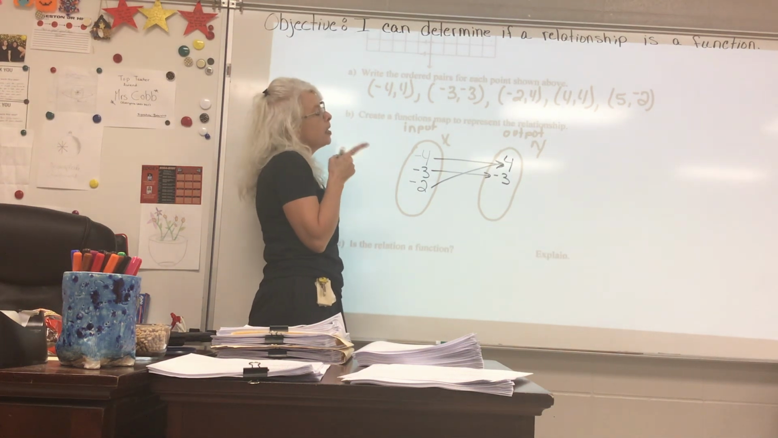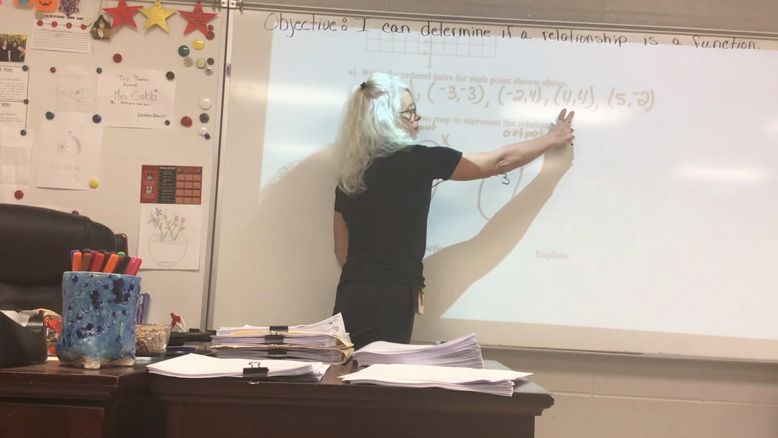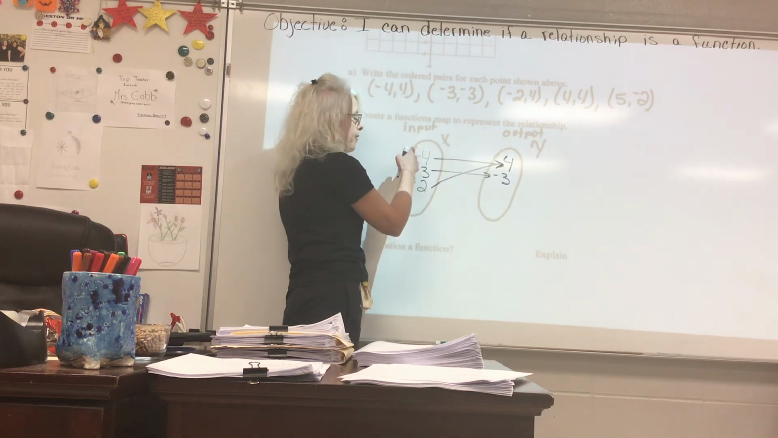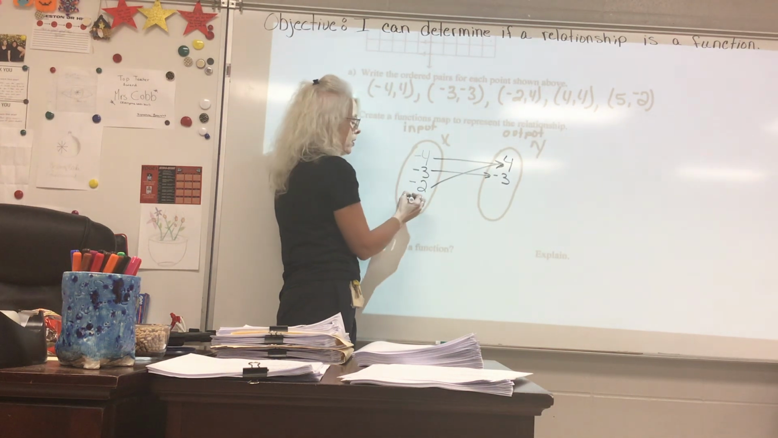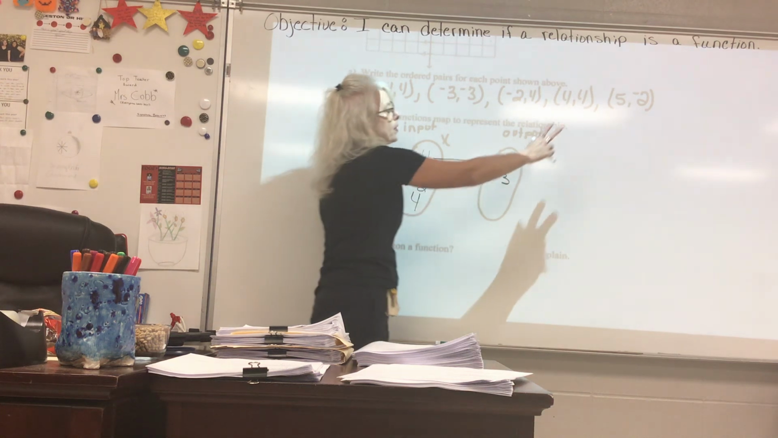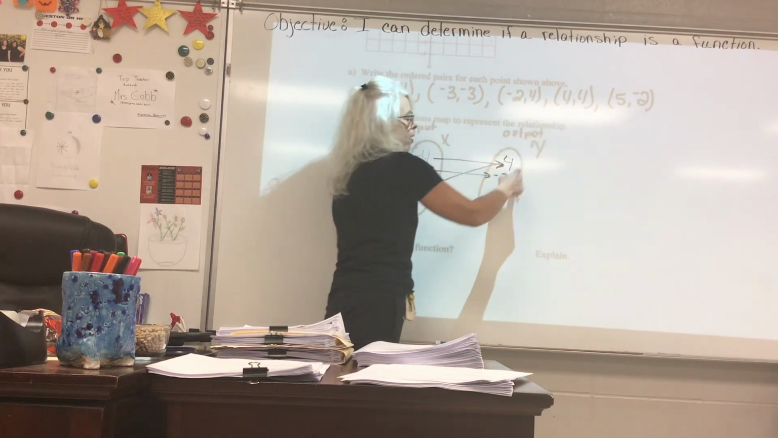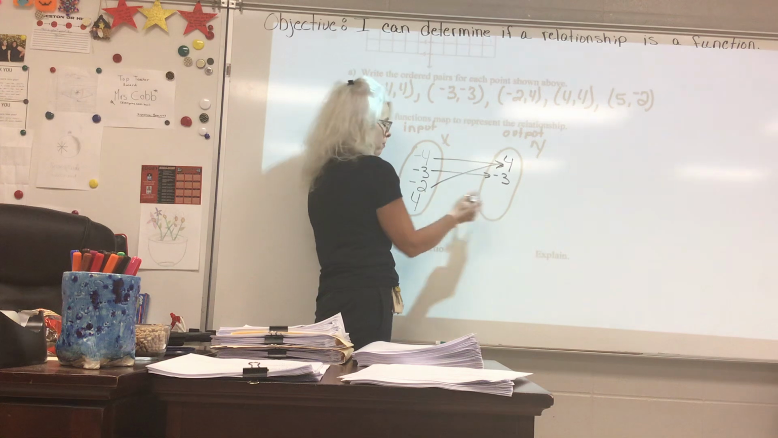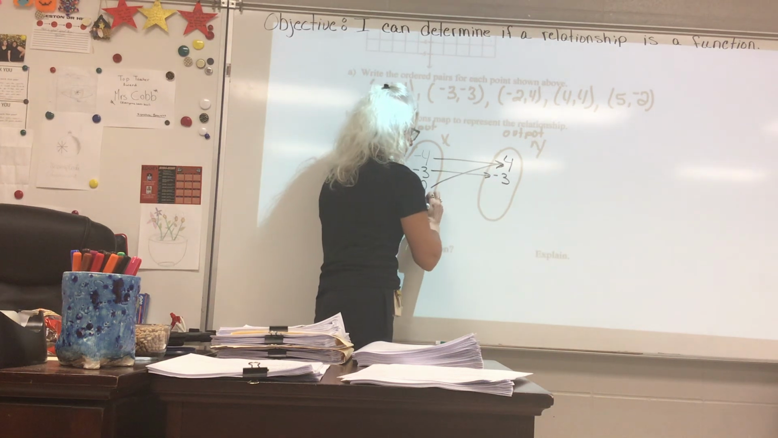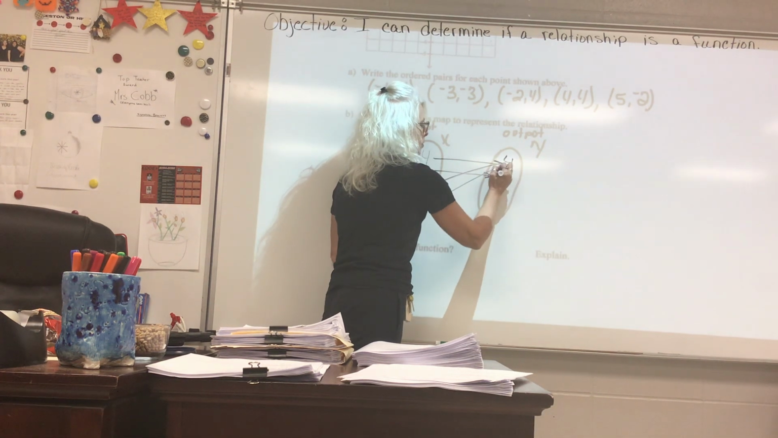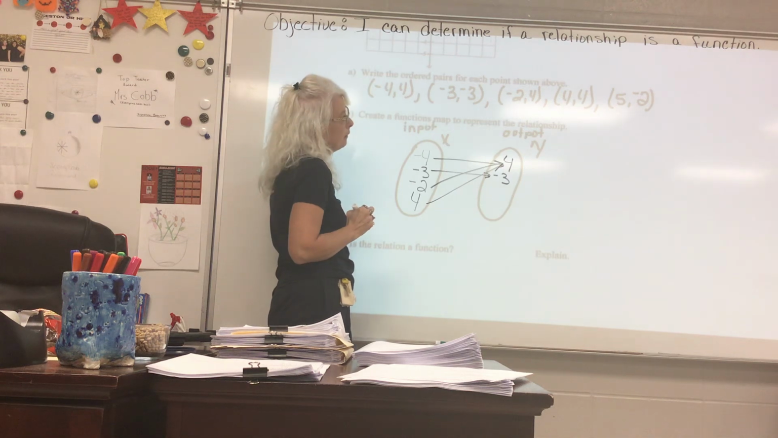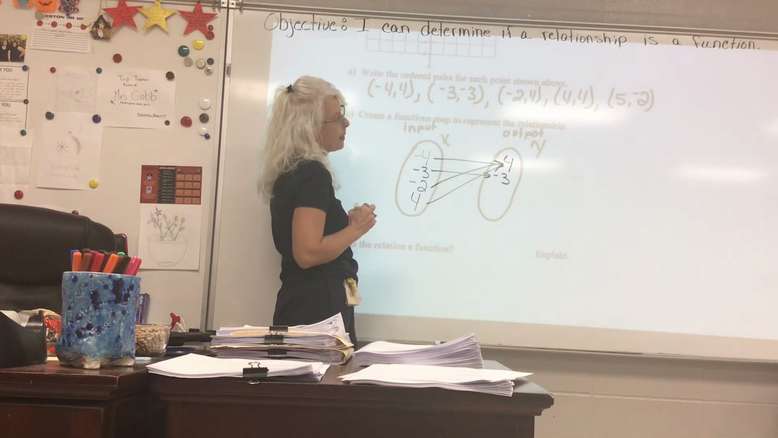Yes. What's my input? Positive 4. Do I already have positive 4 written down? No. So I'm gonna write it down. What's my output? Positive 4. Do I already have 4 written down over here? Yes. So don't write it down, but just draw your arrow to that 4. And I guess my ovals weren't big enough.